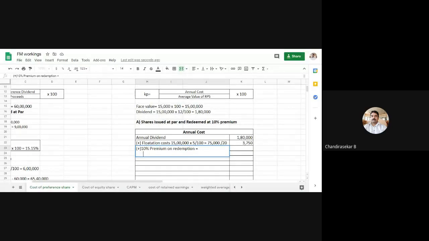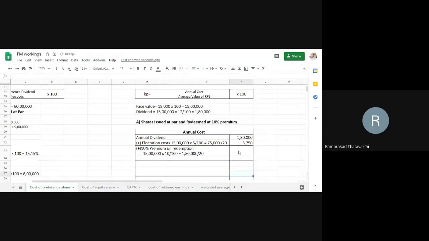So 15 lakh face value into 10%, how much? It will be 1,50,000, divided by 20 years. Yes. 7,500. 7,500 rupees. Yes.